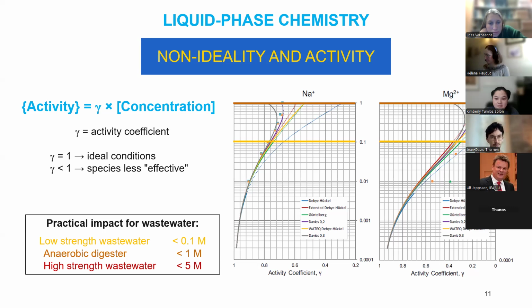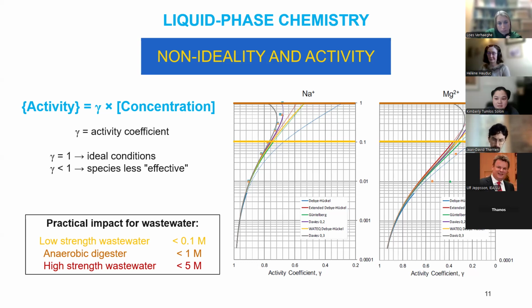So this, the orange line that I showed you here, we can already see that even at low strength wastewater, the activity coefficients are significant. We already see that our ions behave as if they are less effective than they really are. So how much more if we talk about anaerobic digester, or industrial wastewater? They are much farther than ideal conditions.